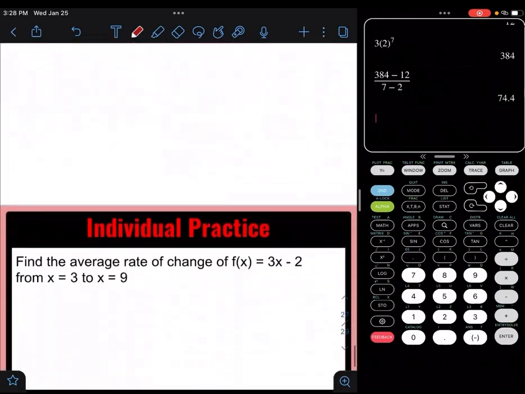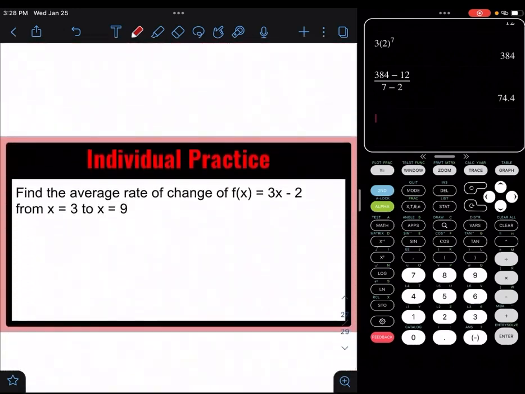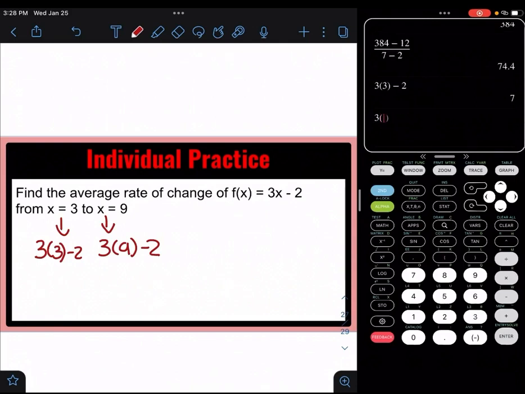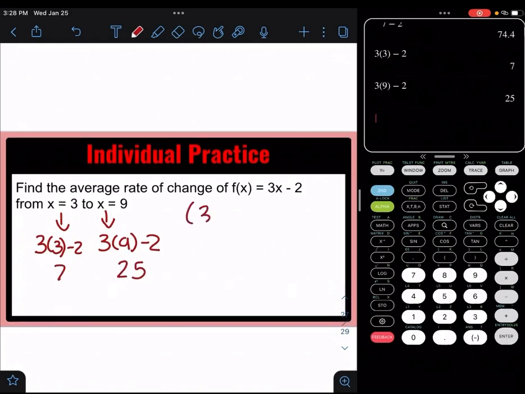Find the average rate of change of this from x equals 3 to x equals 9. So in my function, anywhere I see x, I'm just going to replace this one with 3 and this one with 9. And let's type this into the calculator. 3 times 3 minus 2, and then 3 times 9 minus 2. So we would get 7 and 25. So one point would be 3 comma 7, and the other point would be 9 comma 25.